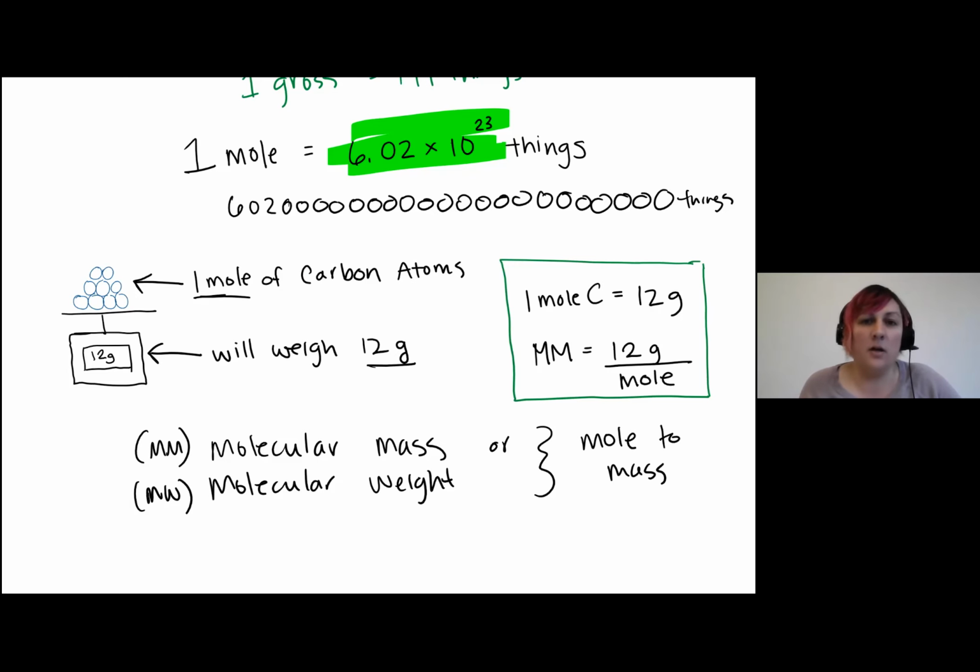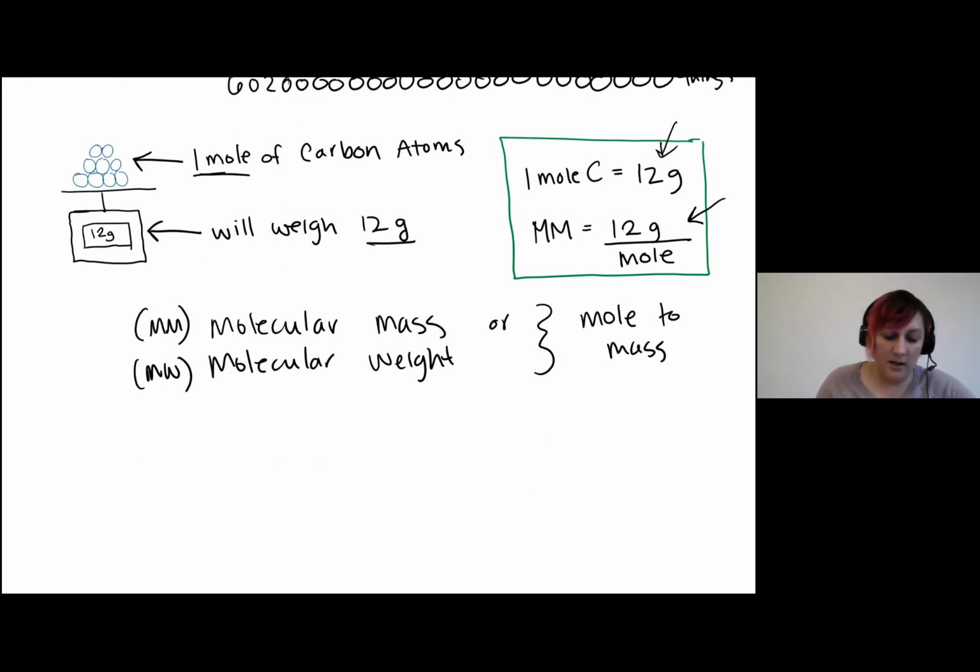And so going back to our carbon example, if 1 mole of carbon atoms weighs 12 grams, this starts to look a lot like a conversion factor. It's like an equality. So we can actually also write it as a fraction, 12 grams per mole, as in 12 grams is the weight of 1 mole of carbon atoms. So we can calculate this molar mass for any compound using the periodic table.